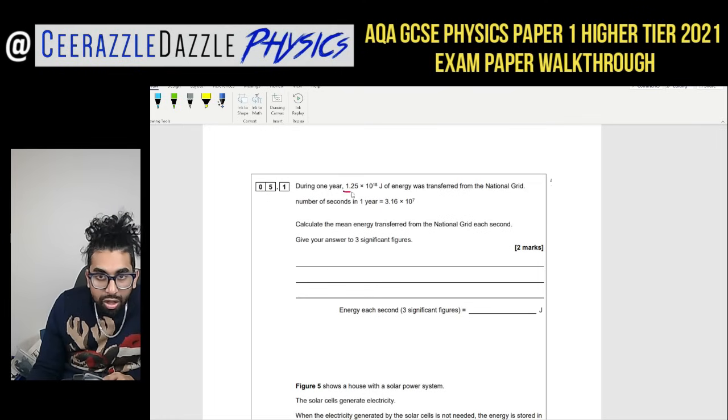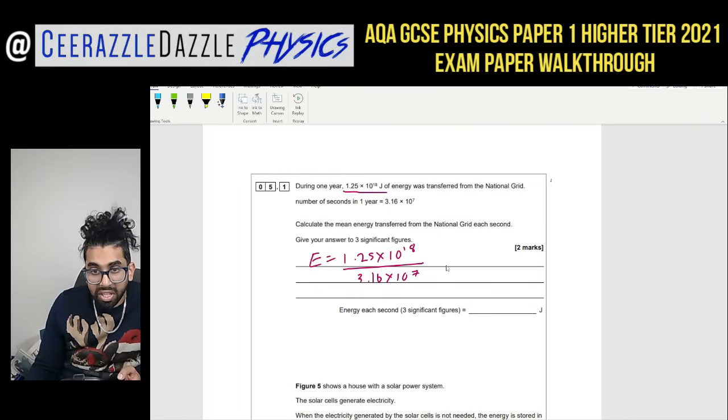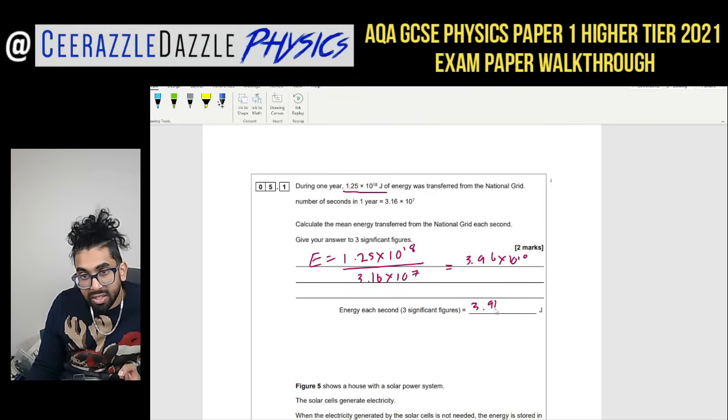If that is the total amount of energy transferred in 1 year, and that's how many seconds there are, the energy per second will be the total amount of energy divided by how many seconds there are. So the energy is going to be 1.25 times 10 to the power of 18 divided by 3.16 times 10 to the power 7. The energy per second is 3.96 times 10 to the power of 10.